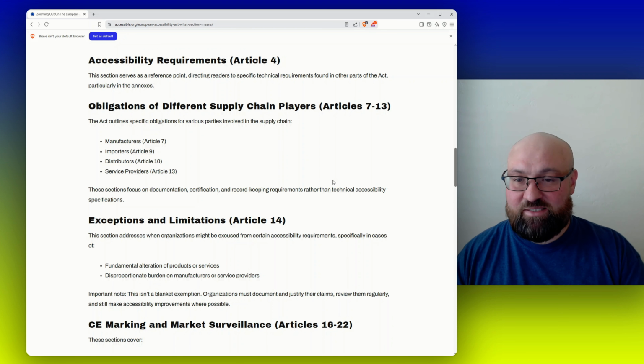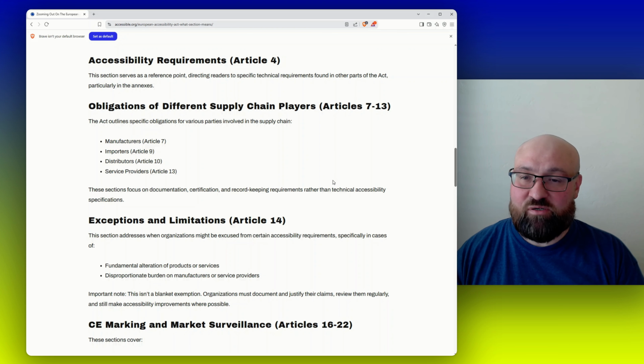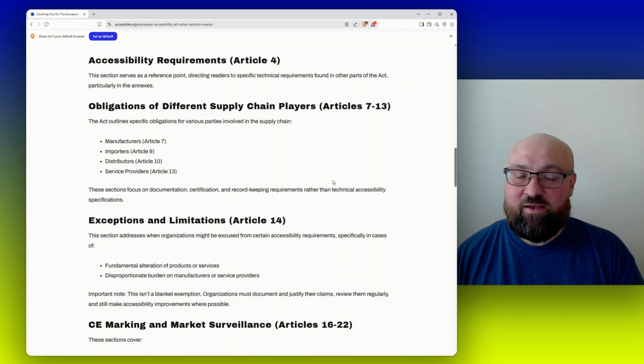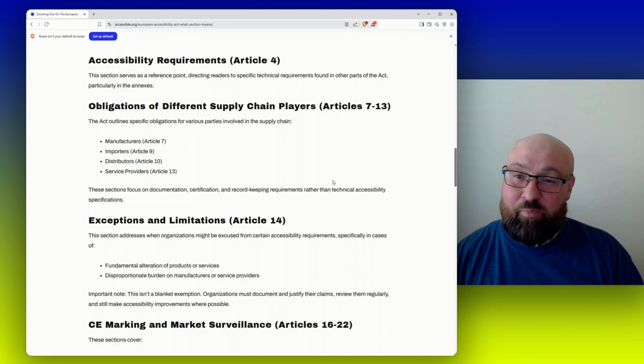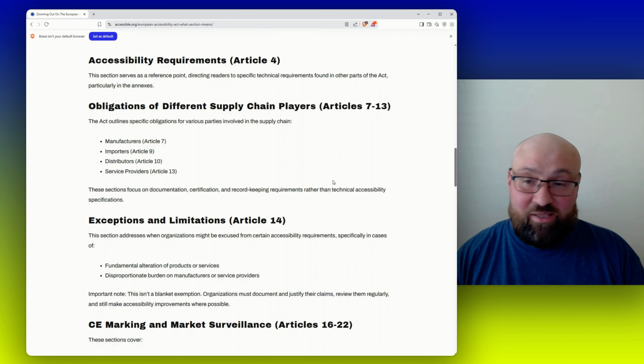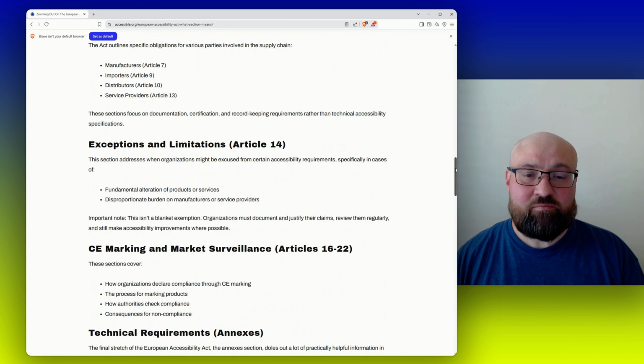And then in Article 7 through 13, we get the obligations of the different supply chain players. When I say supply chain players, this is what the EAA refers to as economic operators. So manufacturers, importers, distributors, and service providers. This is a very, very important section. When I say obligations, think of administrative work or paperwork. And so with obligations, just remember it's more on the paperwork and administrative side. It's not the technical side. But these are items that are required for compliance.